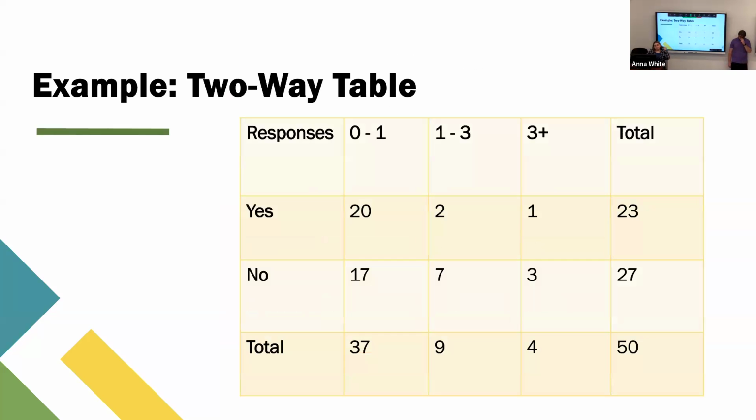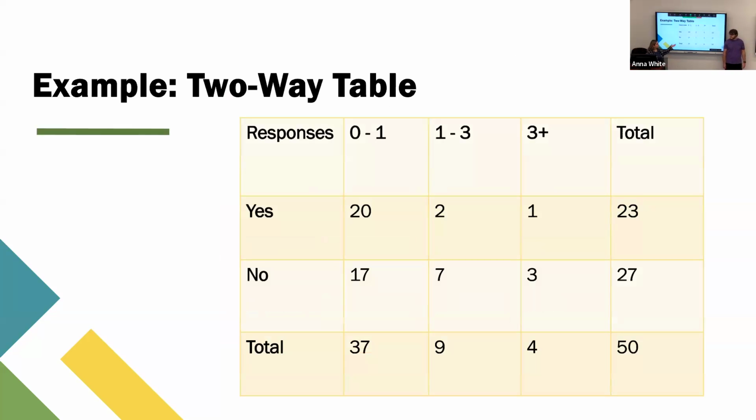Another great way to describe and look at qualitative data: suppose you had asked those last two questions, how many years of retail experience do you have, and yes or no, are you a student? If you ask that in the same survey and you want to look at how these two questions or responses interact, you could also do that. We would call this a two-way table.